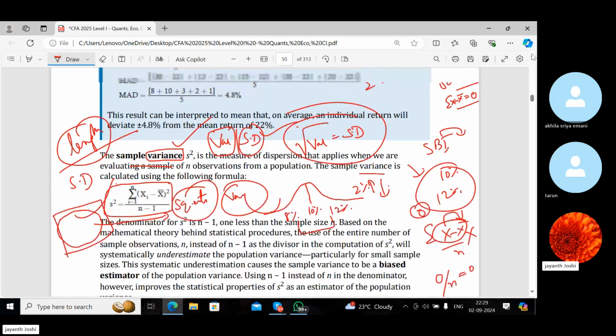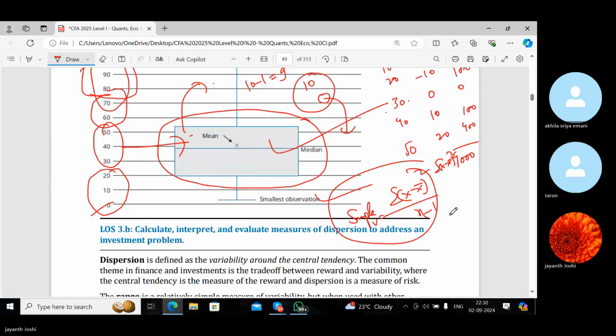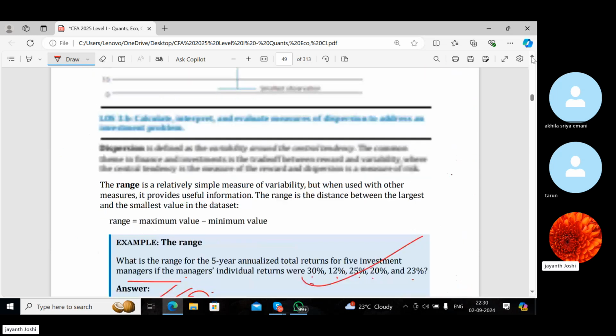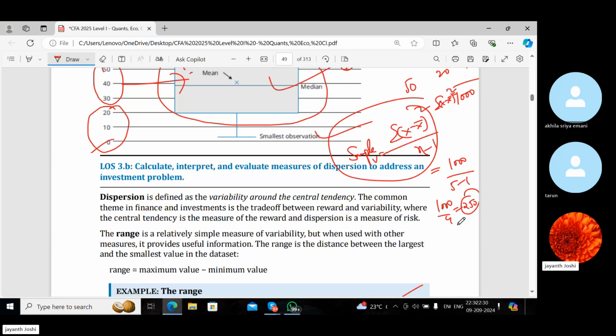Okay, now we can do a question based upon this and calculate. Sorry, I was about to finish that. So 1000 divided by 5 minus 1, 4. So 1000 divided by 4, 250. Oh, no, sorry, it's variance. So the standard deviation is the root of variance 250.